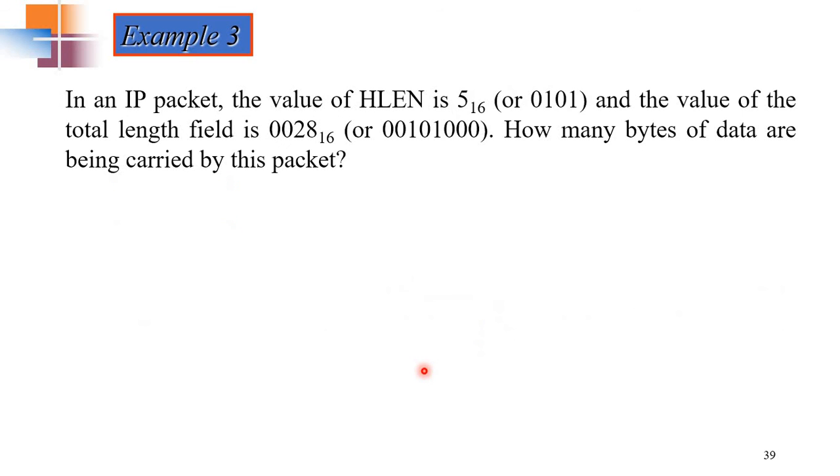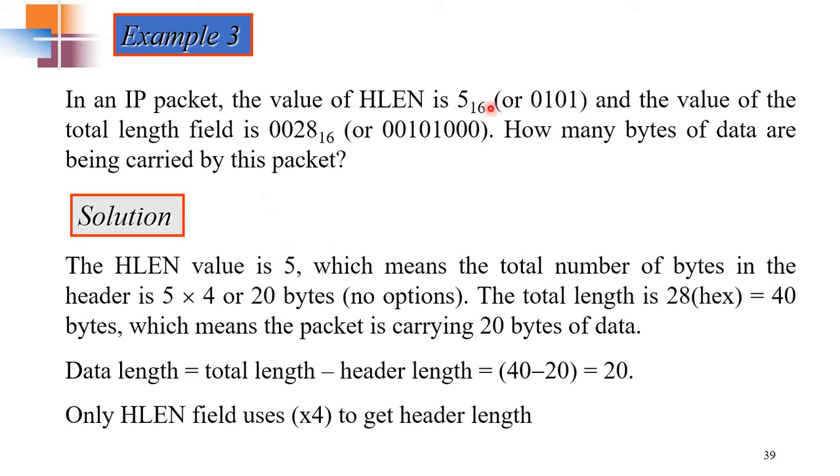Next, in an IP packet, the value of the header length is 5 in base 16, or it has been mentioned in terms of a binary number, and the value of the total length is 0028. That is a hexadecimal number, or they are mentioned in terms of a binary number. How many bytes of data are being carried by this packet? Let me see that. What is the header length?